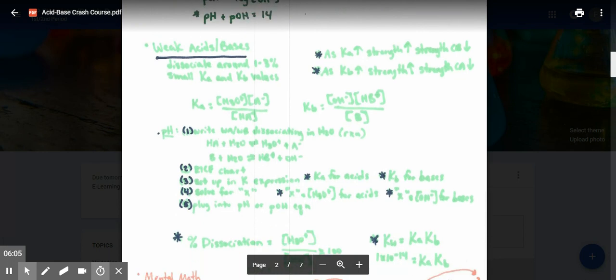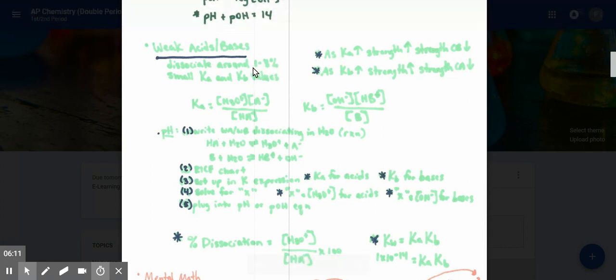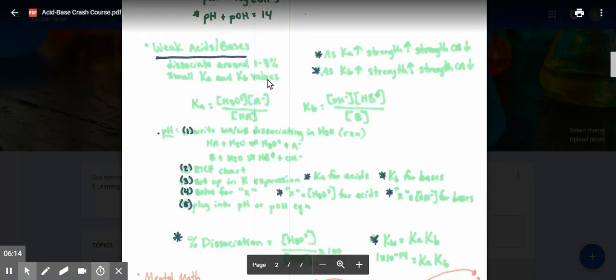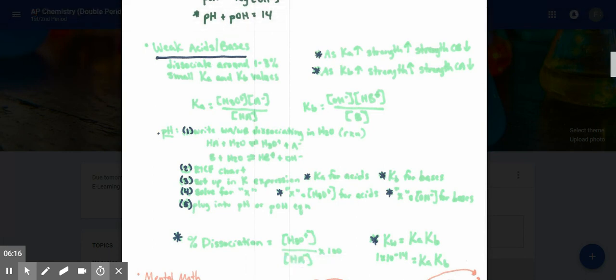So I can directly plug these concentrations into these formulas for strong acids and strong bases. For weak acids and weak bases, however, I cannot do that. The reason why is because they only dissociate around 1 to 3%. So they have small Ka and Kb values.